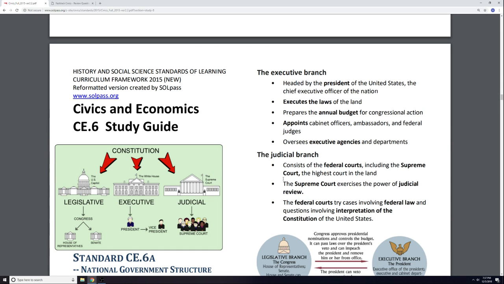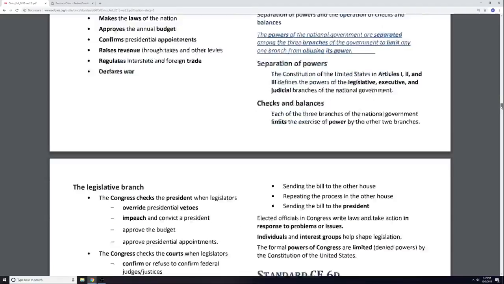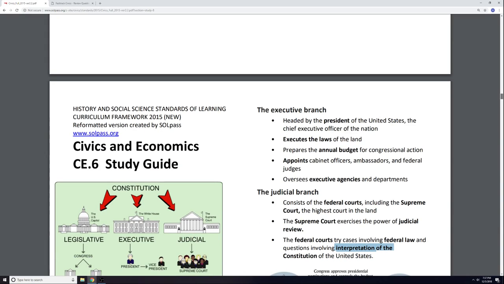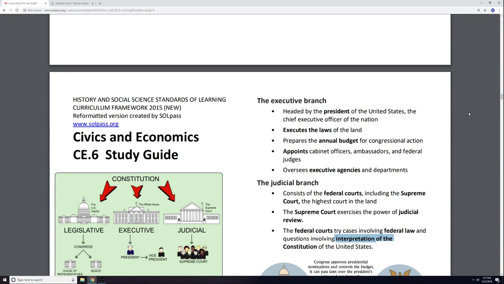So then we have the judicial branch. I'm actually going to skip down to this bullet because this is the main job right here: interpretation of the Constitution, or interpretation of the law. That is their main job. So with Congress, we have make. Executive, we have enforce or execute or carry out, and judicial, we have interpret. And that means to basically understand what this document actually means, what we can and cannot do.